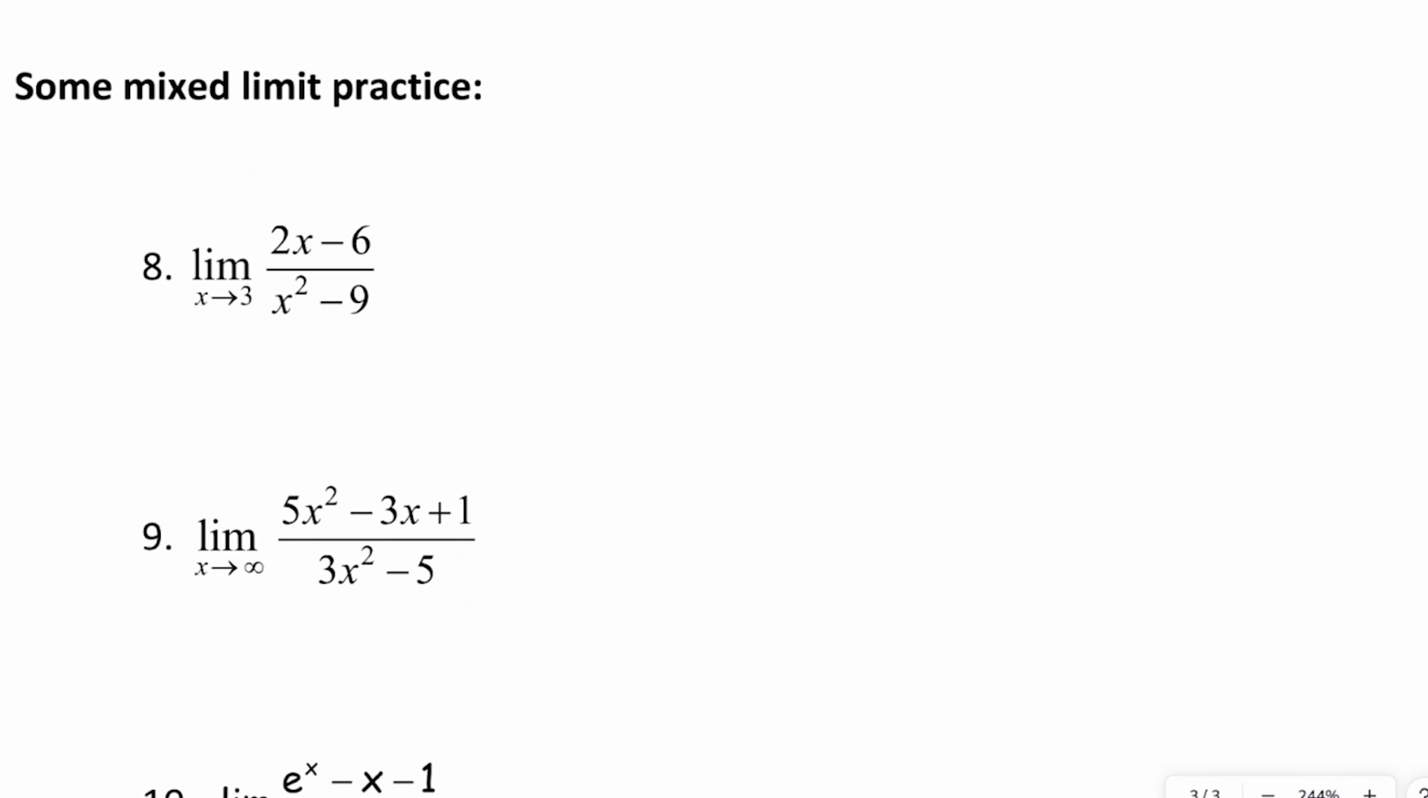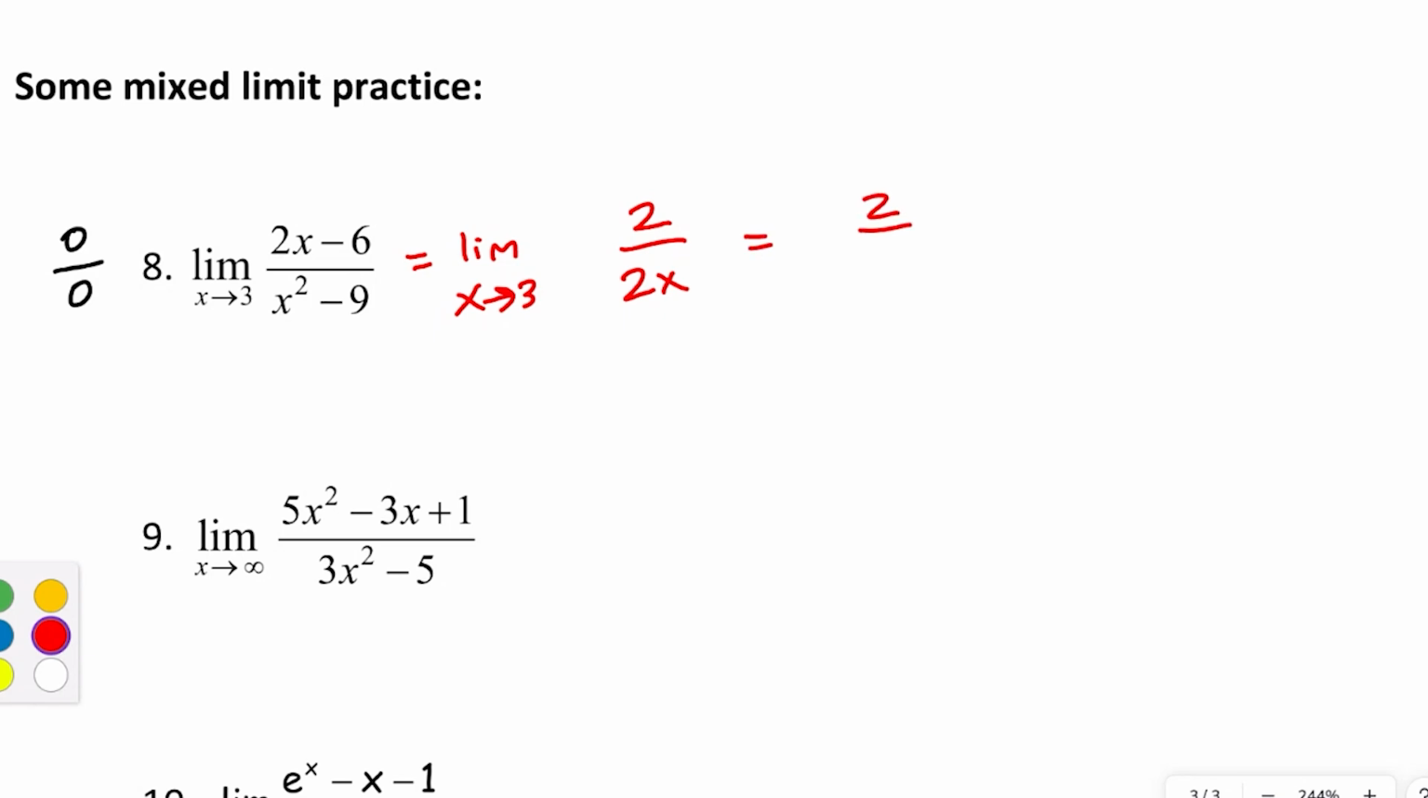All right, so number 8 says the limit as x approaches 3 of 2x minus 6 over x squared minus 9. If I just try to plug in 3 there, I'm going to get 0 over 0. This is an indeterminate form, so this is an example of one we can use L'Hopital's rule on. So this will equal the limit as x approaches 3 of 2 over 2x. And now I can just use direct substitution. So 2 over 2 times 3 would be 6, and so I get 1/3. Notice no factoring required. No factoring, no multiplying by conjugates, no finding common denominators and all that stuff. It's great.